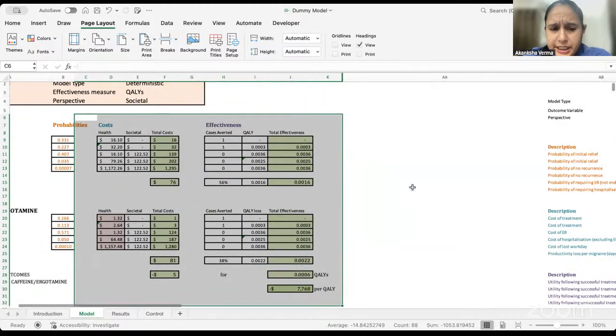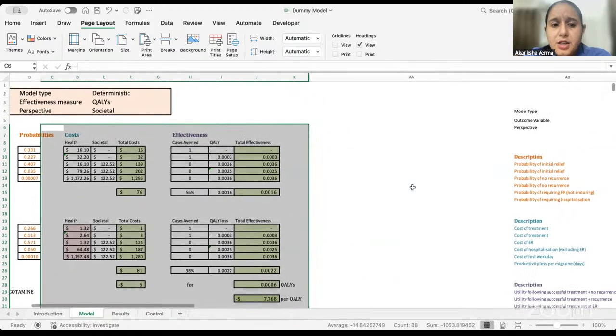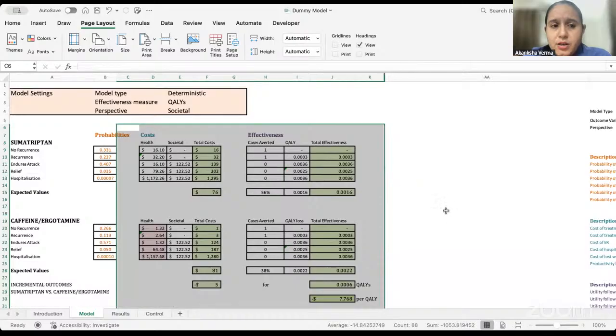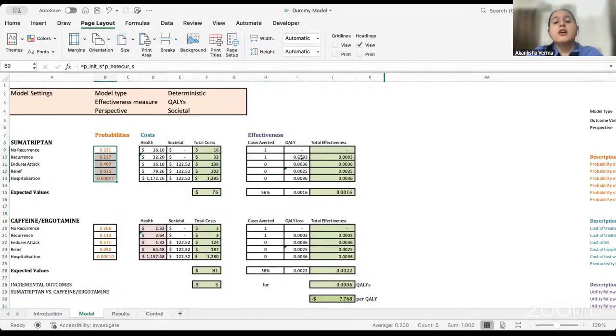Now, in the model, this is your base case model. Now I want you to understand how we will do the one-way sensitivity analysis. For one-way sensitivity analysis, what we do is we change one value at a time, and then we report the final outcome. Okay, so what are your input values? Your input values are probabilities, your effectiveness, your QALYs, right? For either one of them.